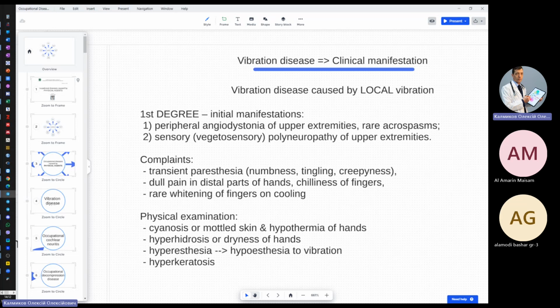Hyperkeratosis develops, on one hand, due to local friction of some components of these instruments and direct defense of the tissues to this friction, to this influence. On the other hand, this hyperkeratosis is moderated or precipitated by trophic disorders of the vegetative nervous system, disproportion, yeah, disbalance.